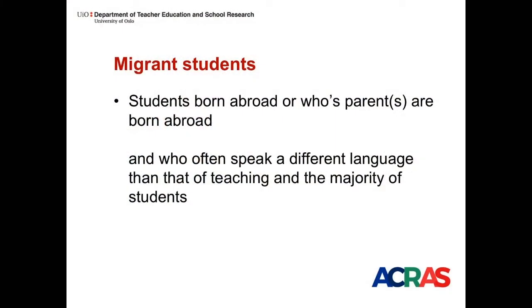So first of all, migrant students are students who are born abroad or they have one or two parents that are born abroad. And very often they speak a different language than that of teaching and the majority of students. Of course, we heard in the other presentation that might be challenging when it comes to language, and we'll get back to that.